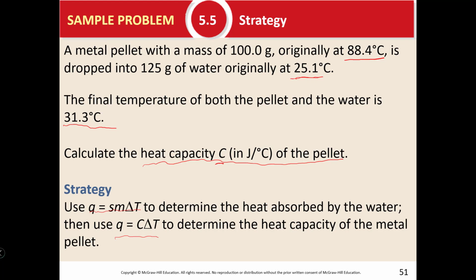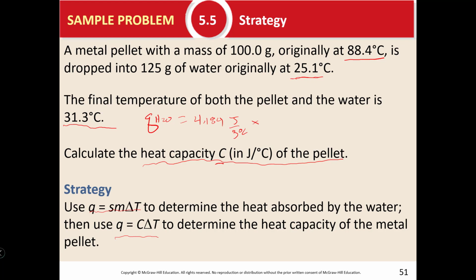And you go, well, how am I supposed to know this? Well, this is what you're going to do. I just start labeling stuff. Q of the water. I don't know what that is, but I do know the specific heat of water. It's 4.184 joules per gram degree Celsius. You're going to have that memorized easy.